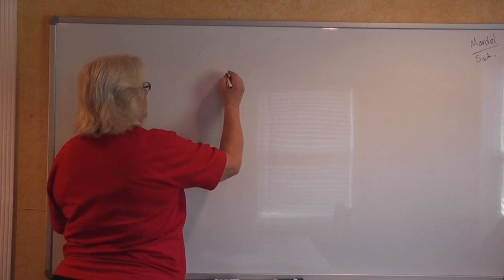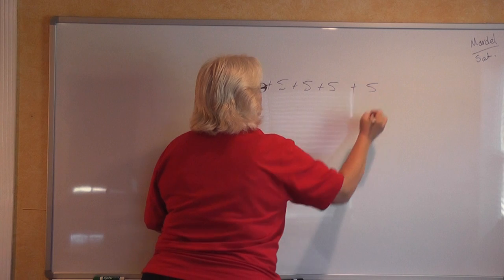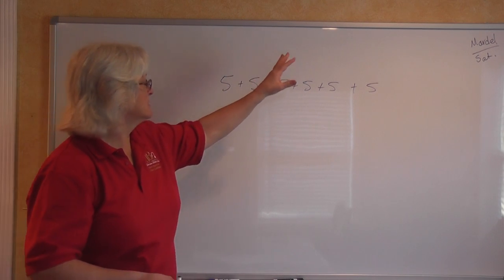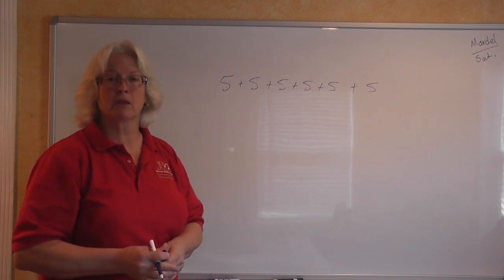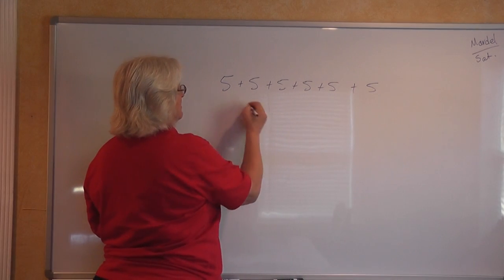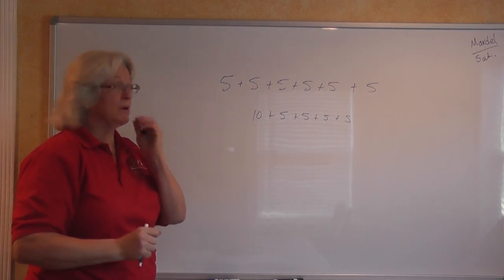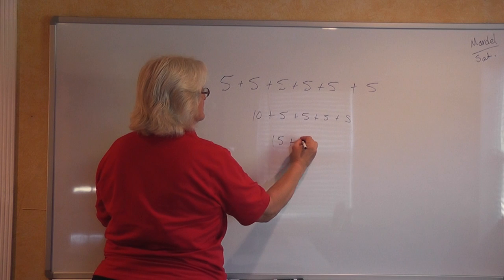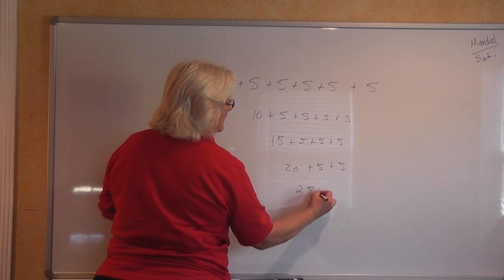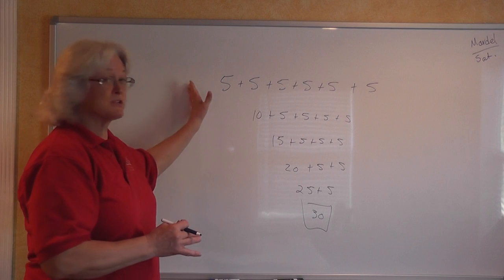Let's say that we had a problem and it was 5 plus 5 plus 5 plus 5 plus 5 plus 5. What is the answer to that problem? Well, you think, oh my word, 5 plus 5 is 10, plus 5 is 15, plus 5 is 20, plus, and then you get lost and you think, this is a really long problem. If you were actually writing out one step at a time, it would be 10 plus 5 plus 5 plus 5 plus 5, because you can only add one pair of numbers at a time. 10 plus 5 is 15 plus 5 plus 5 plus 5. 15 plus 5 is 20 plus 5 plus 5. 25 plus 5 is 30.